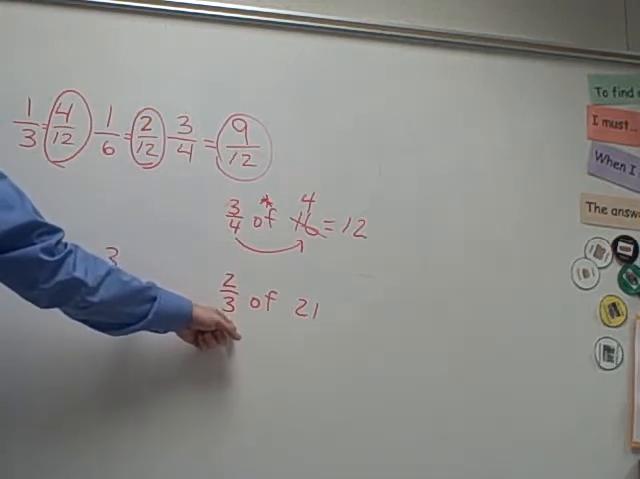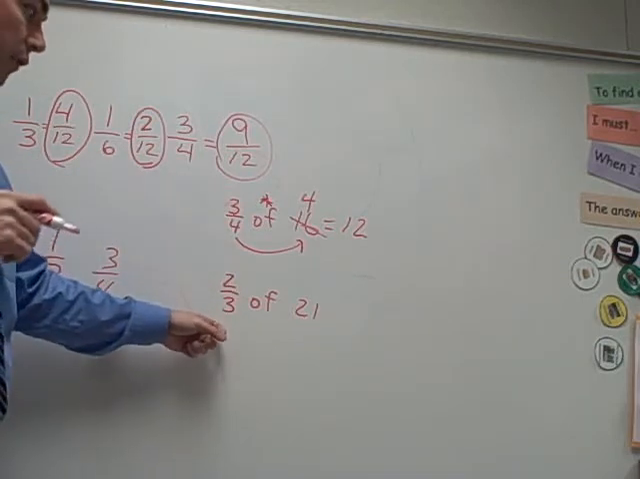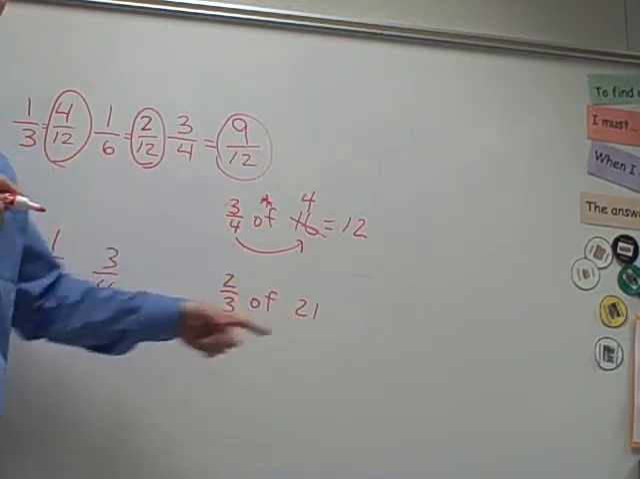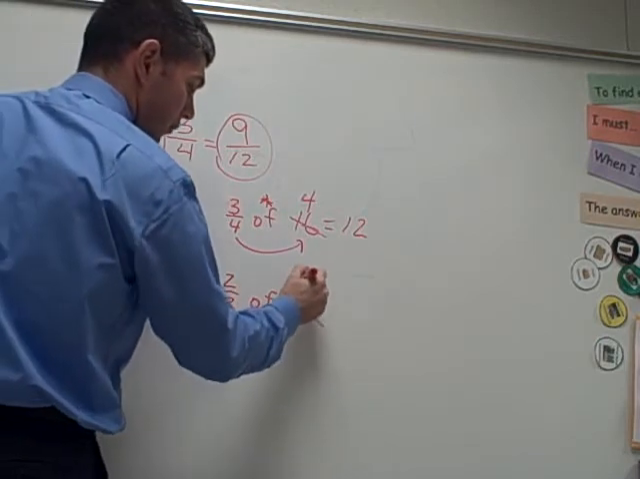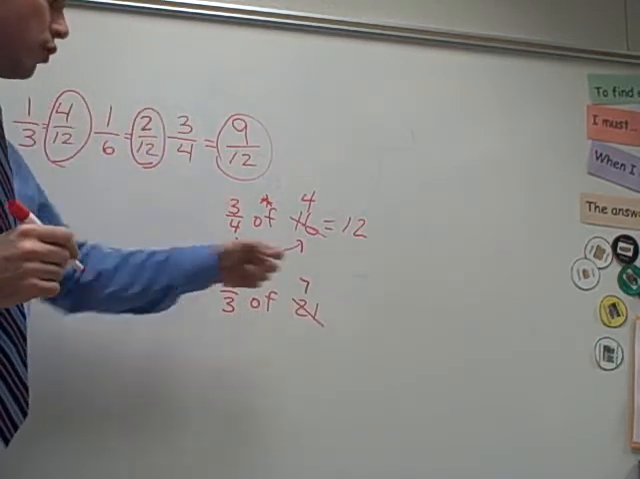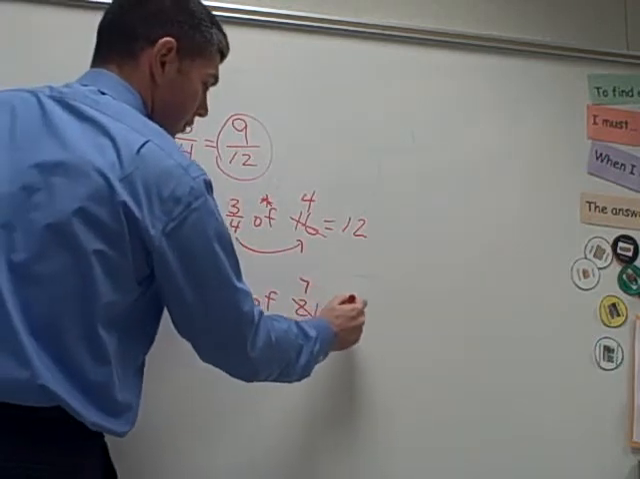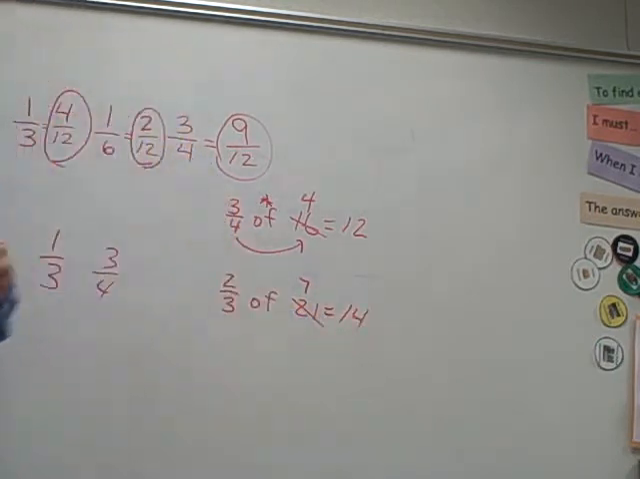Down here I have 2/3 of 21. I have to say to myself, what 3 times what gives me 21? And that is 7. So I'm going to cross that out and make it a 7. 2 times 7 equals 14. So 2/3 of 21 is equal to 14.